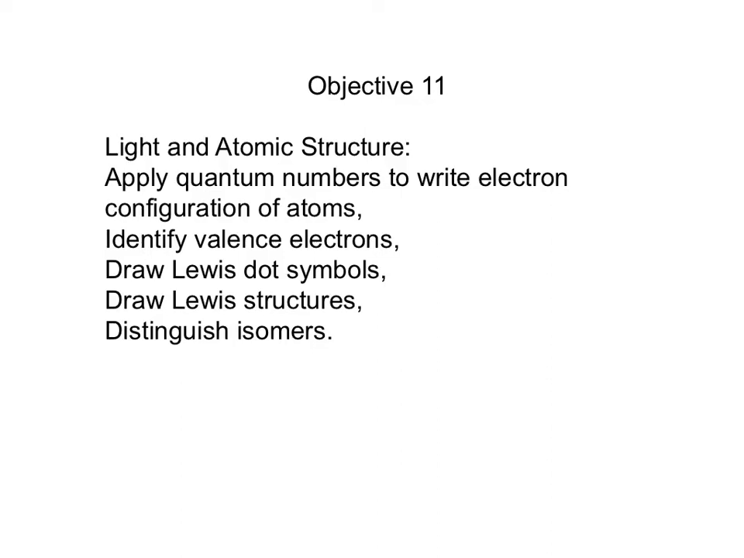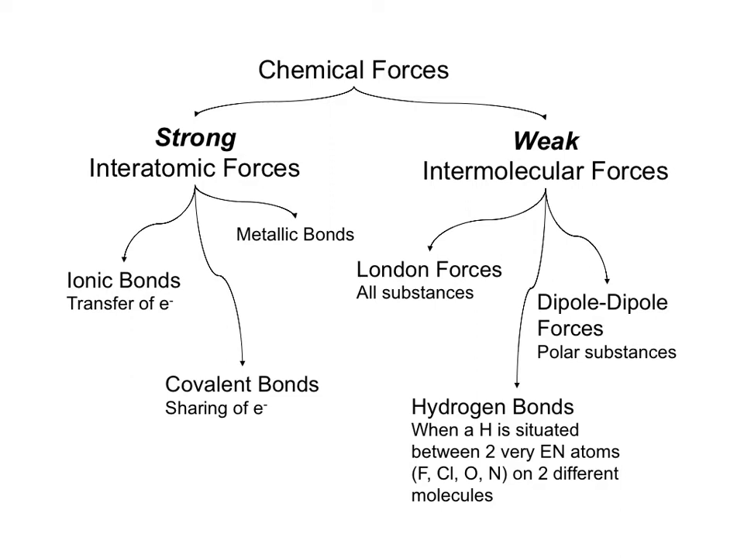In this video, we'll learn how valence electrons are involved when atoms bond together to form molecules. The atoms are the building blocks, the molecules are the buildings. We'll represent molecules by drawing Lewis structures. When atoms bond together to form molecules, strong chemical forces are involved. We'll look at two types of interatomic forces, ionic bonds and covalent bonds.